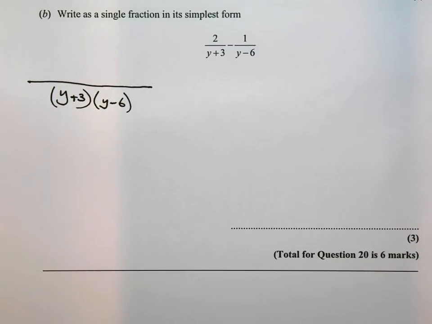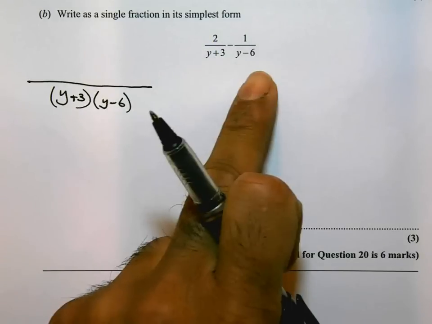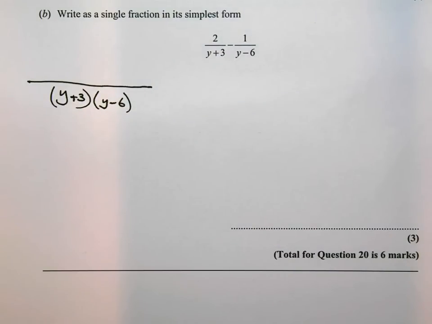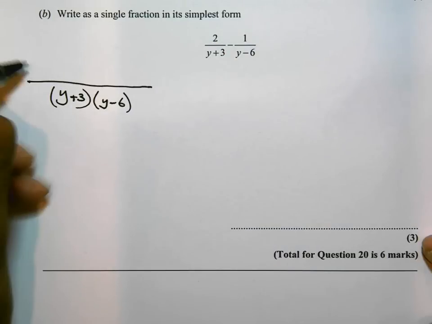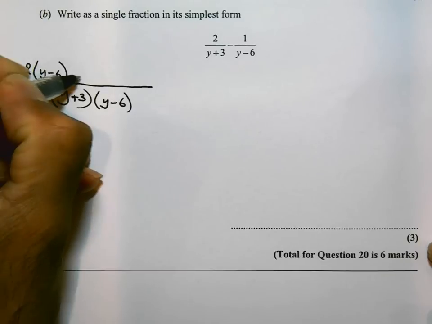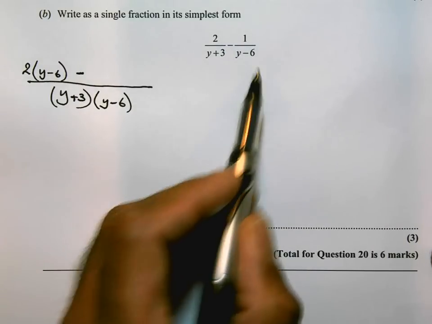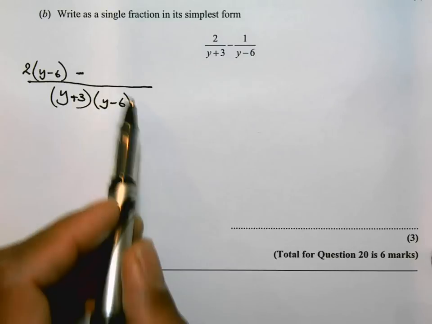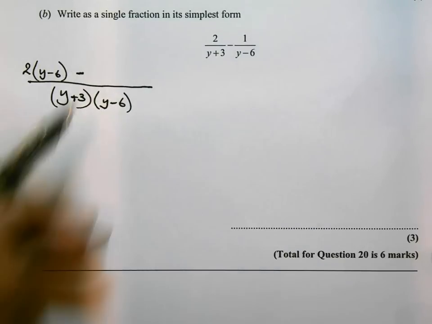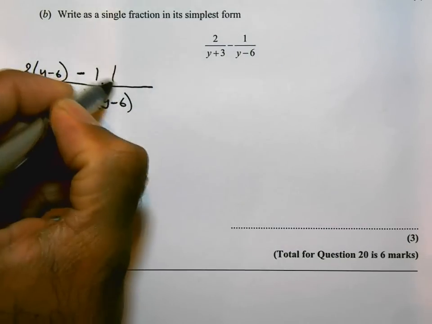If I have y plus 3, y minus 6, y plus 3 goes into that denominator y minus 6 times, and I times it by the 2 at the top, so I'll get 2 times y minus 6. That's going to be minus, because there's a minus here. And I'm going to do the same here. Y minus 6 goes into this expression, y plus 3 times it by the 2, times it by the 1 will give me 1 times y plus 3.